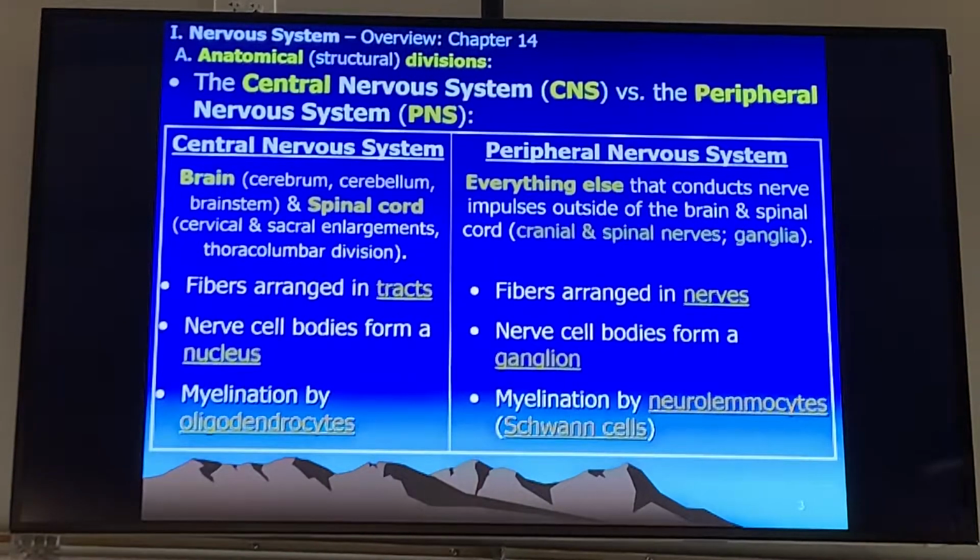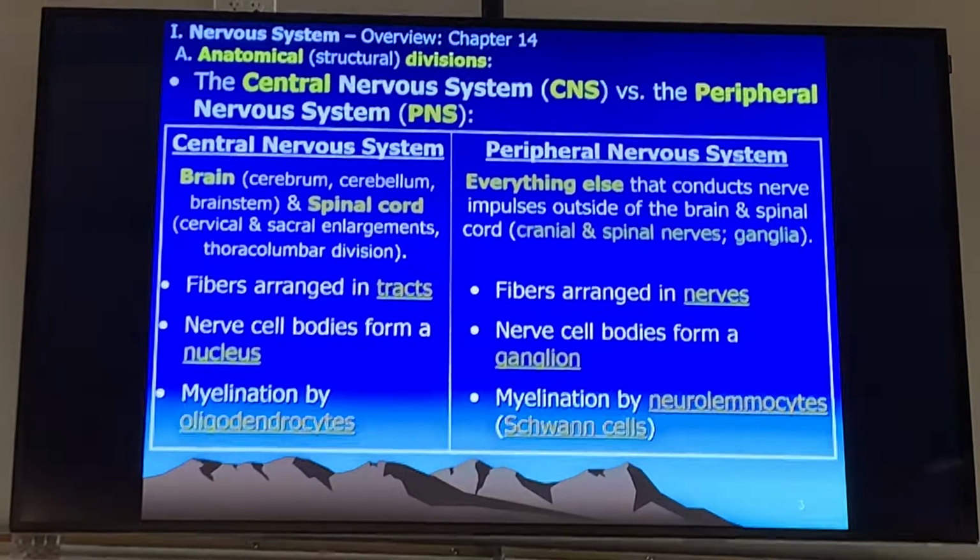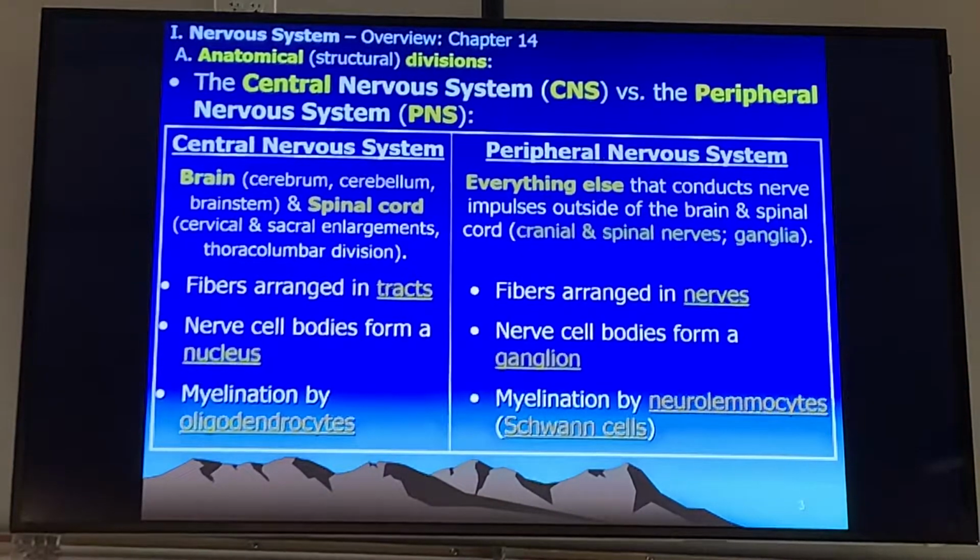So I don't assume you guys know what these terms mean. When it says fibers arranged in tracts in the CNS, that's where they're talking about this long process called an axon. We'll talk about this more in just a bit, but I want to make sure you understand what these terms are. The nerve cell bodies, where the nucleus and other organelles are, if there's a collection of them in the CNS, we call it a nucleus.